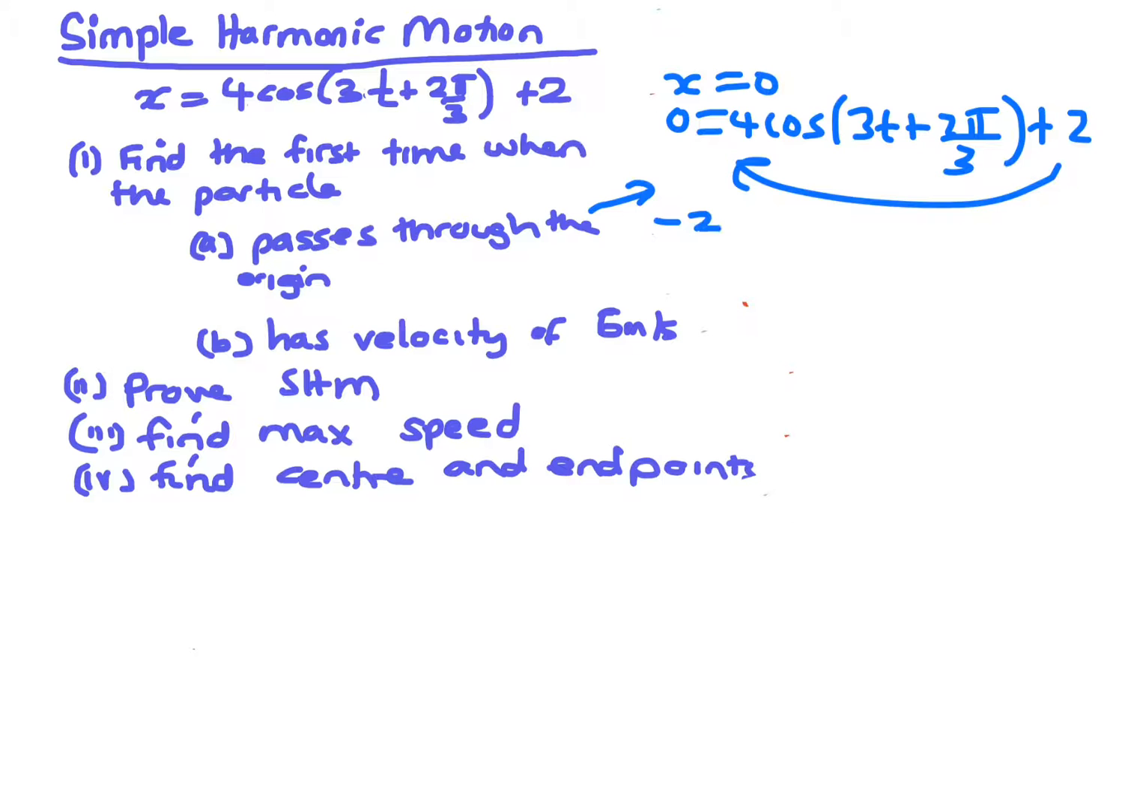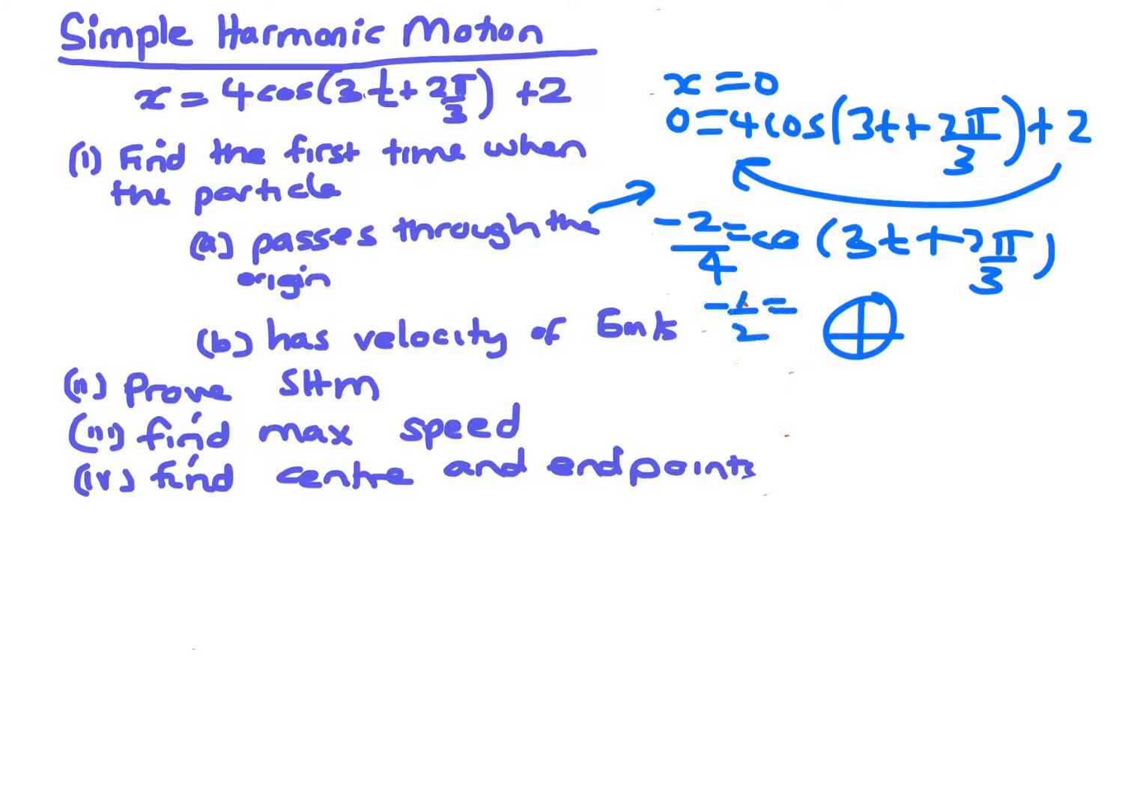Move that to the other side, you get minus 2 over the 4, which equals cos(3t + 2π/3). So where is cos equal to minus a half? Because that's what that simplifies to. That would be here and here, in the second and the third quadrant.